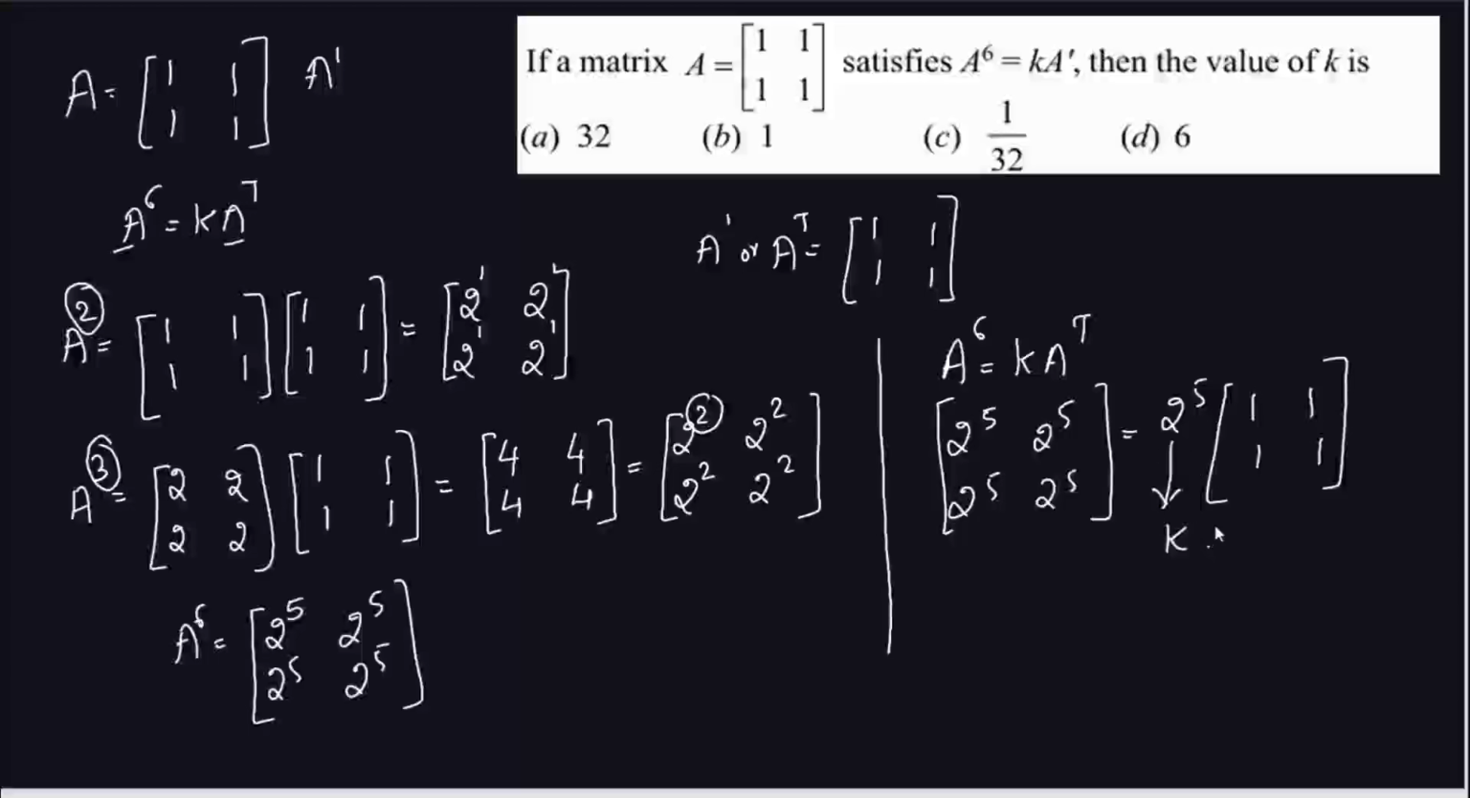So, what is 2 power 5? 2 power 5 is 32. That is what they had asked, finding the K value. So, it is in which option? It is option A. Moving to the next question.